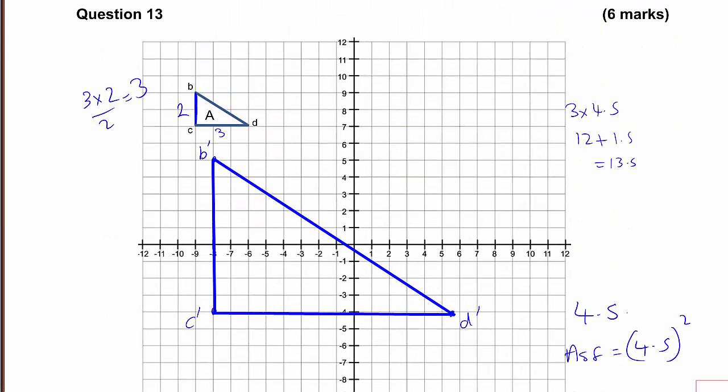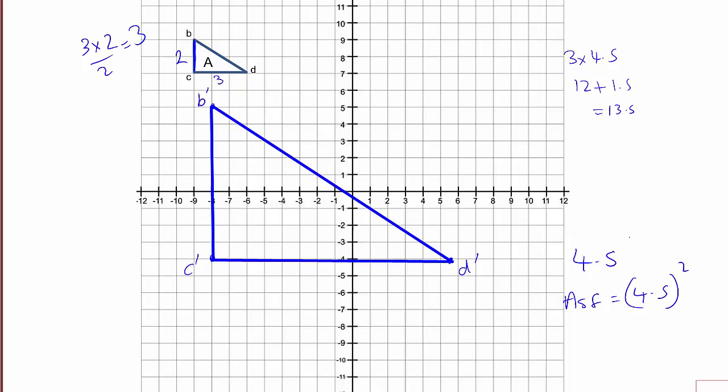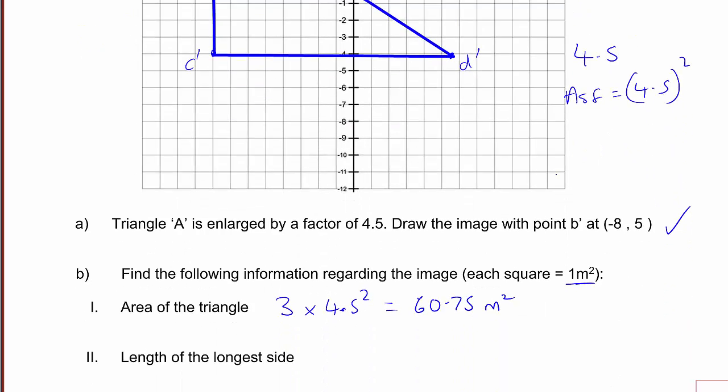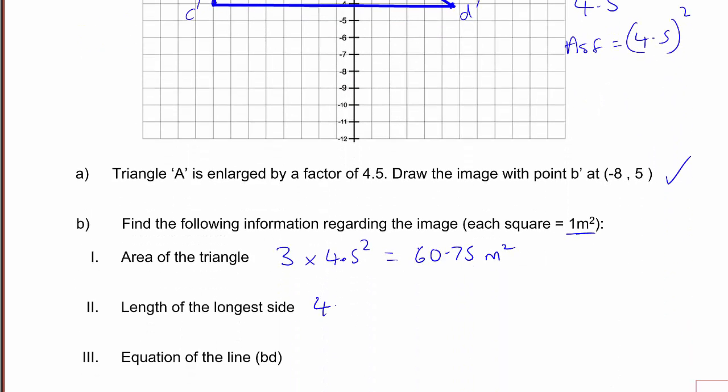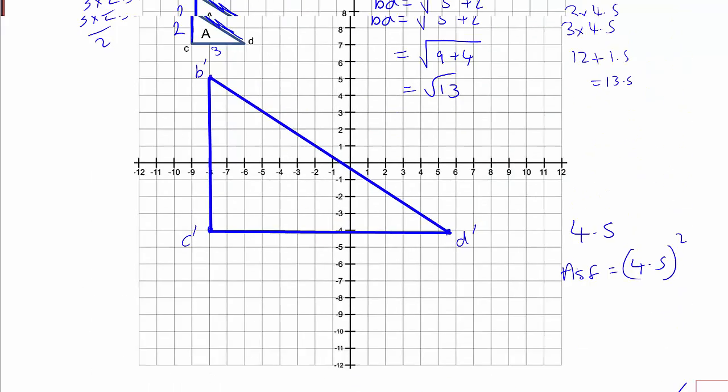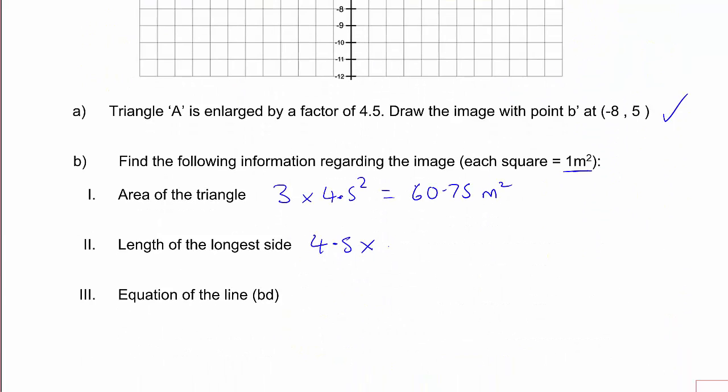Length of the longest side. Okay, so the longest side is this one. So I think we're going to have to use Pythagoras here. So up here, BD, you should actually work in the space below, but I want to be able to see the diagram. BD is the square root of 3 squared plus 2 squared, which is the square root of 9 plus 4, which is root 13. So length of the longest side is going to be the scale factor times root 13.